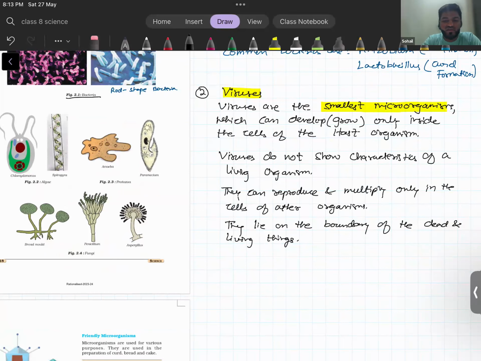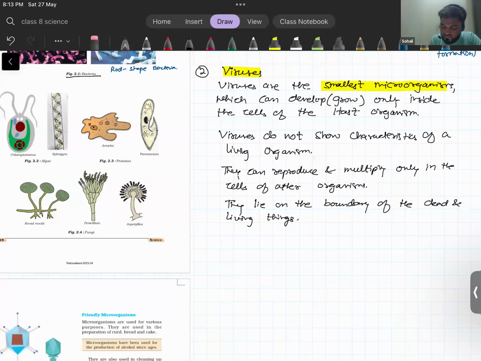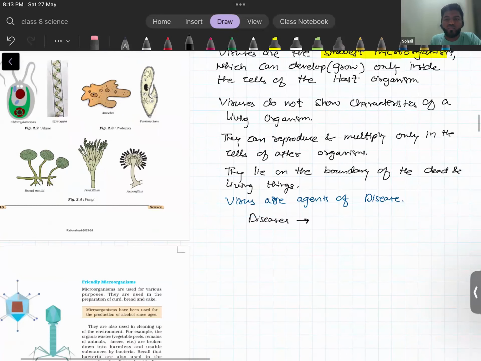And they are basically agents of disease. They are responsible for a wide variety of diseases in humans, animals, and plants. What are some common examples of diseases spread by viruses? What about the common cold? The common cold is also spread by a virus. Or influenza, which is also called flu.